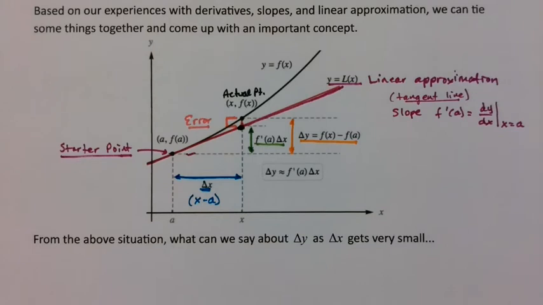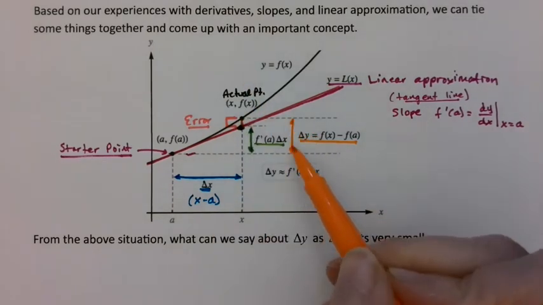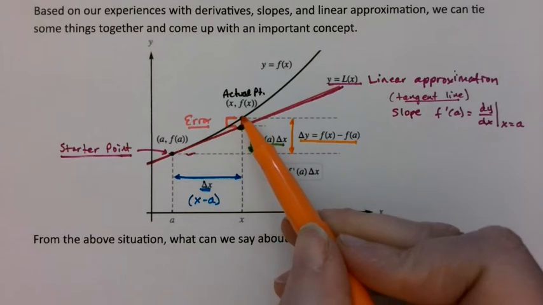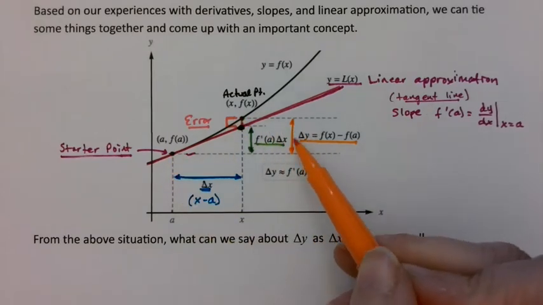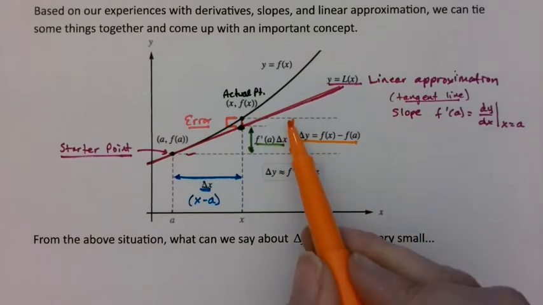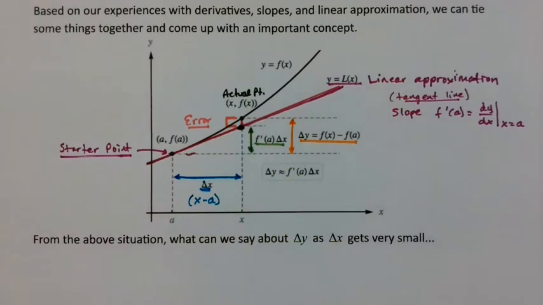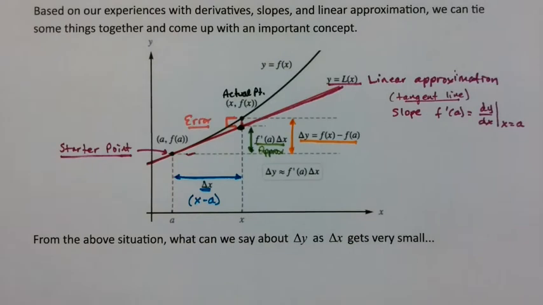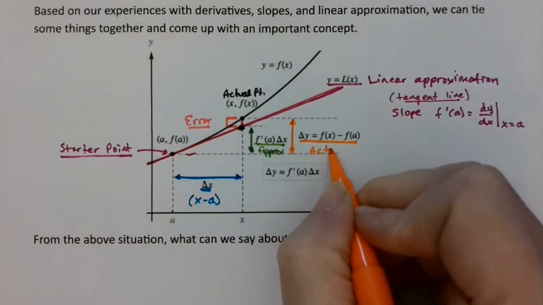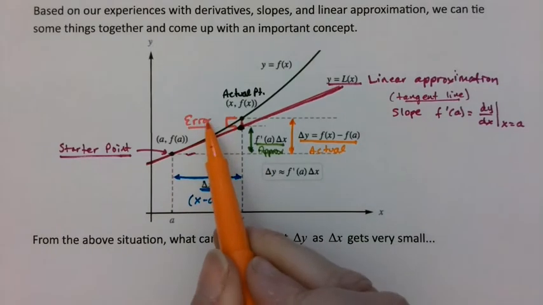Now that's not actually the same as the actual point. The actual point's up here. So that's change in y. So the change in actual y is from this actual point down to that starter point. That's change in y. And what we see is that these two, the actual change in y and this approximate change in y, right? So this is the approximate, and this is the actual change in y. They're very close to each other. They're very similar. They just have a little bit of error.